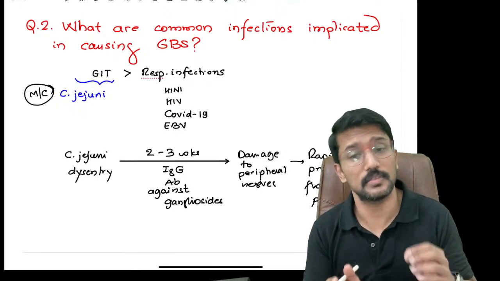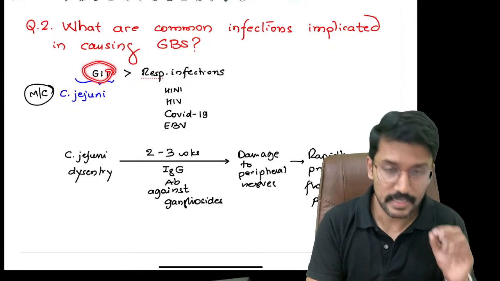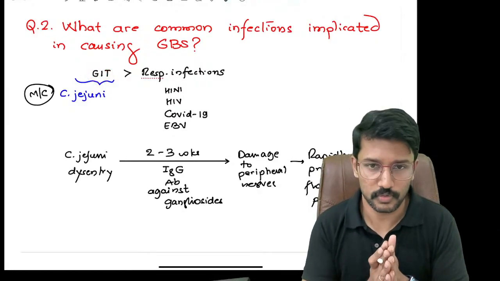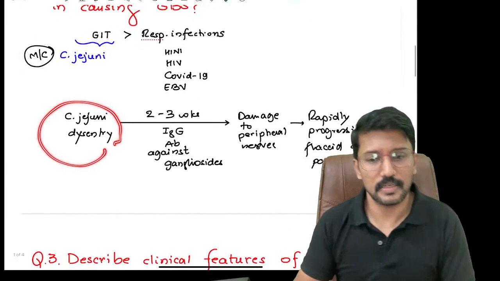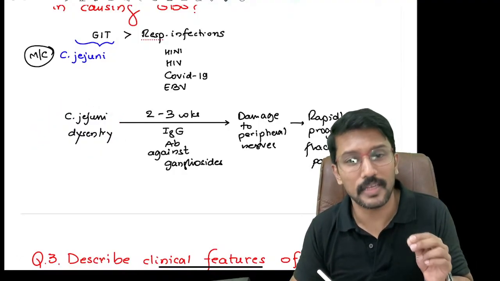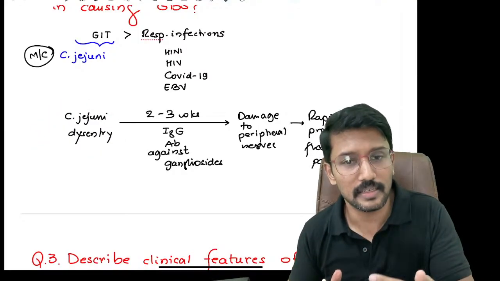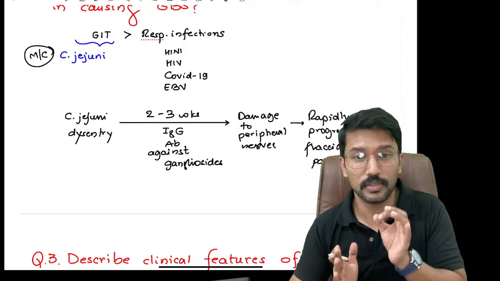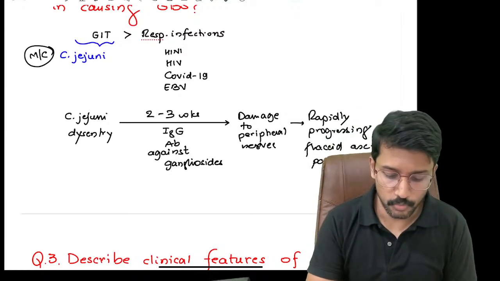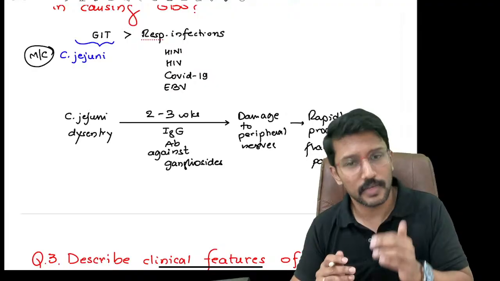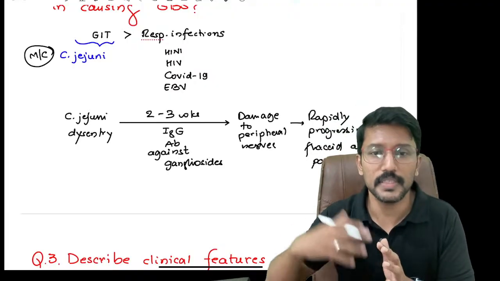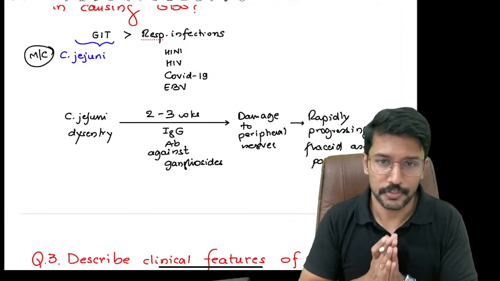Which system infections are most commonly responsible? GIT infections are most commonly responsible. What is the natural course of the disease? After developing dysentery, it takes around 2 to 3 weeks for us to start seeing the clinical manifestations. Why 2 to 3 weeks? Because IgG antibodies do not appear immediately. The first antibodies that appear are IgM. Once the IgG antibodies appear, then we start seeing the clinical features.